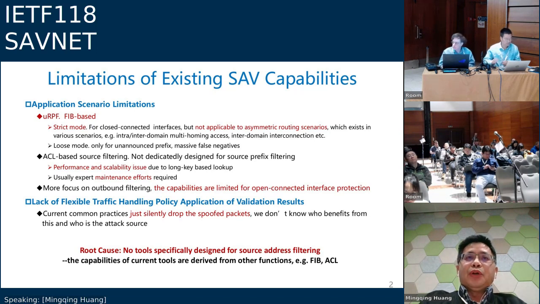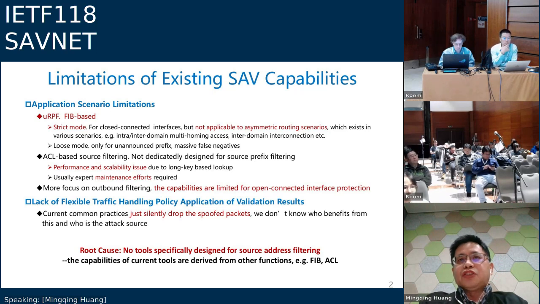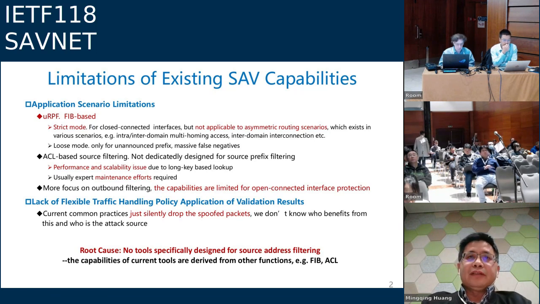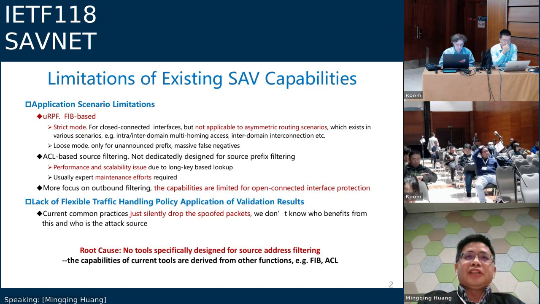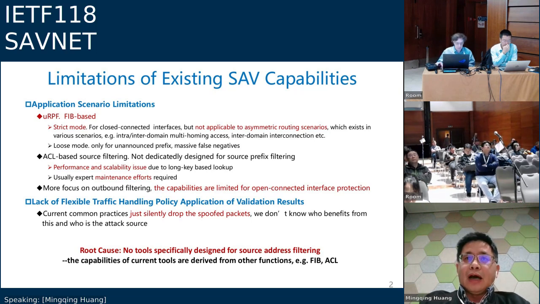The other thing is that we don't have many tools to apply policies based on the validation result. In current common practice, URPF just silently drops the spoofed packets. We don't know what happened, who the victims are, and who benefits from this kind of validation. The key is that all these limitations exist because currently we don't have dedicated SAV tools. For example, URPF is derived from the FIB, and ACL is for wider scenarios. It's not dedicated for SAV filtering.